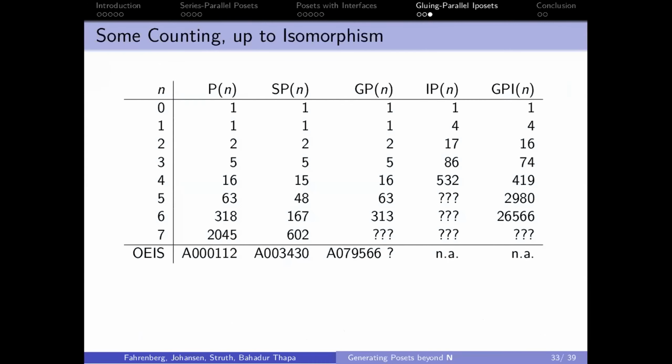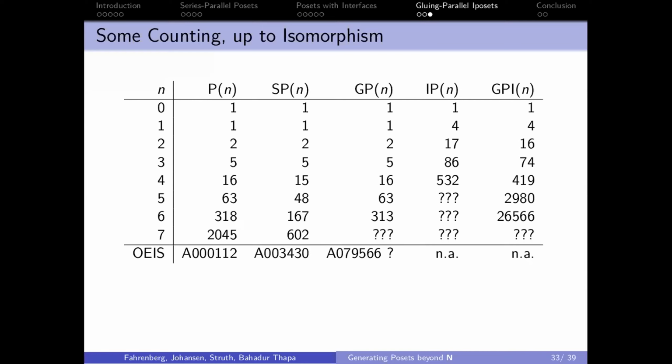You can see our results in a table here. The first column is the number of posets on endpoints. The second column is the number of series parallel posets. Then you have gluing parallel posets. Then you have iposets, posets with interfaces. And then you have gluing parallel iposets as the last column.